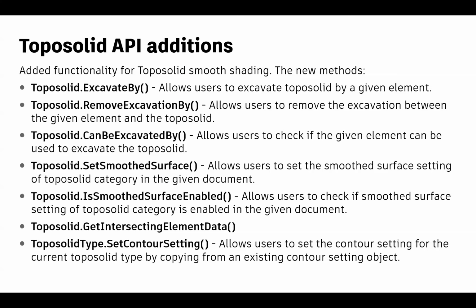There is a lot of new functionality and API for Toposolid. We added functionality for Toposolid smooth shading. There are new methods: ExcavatedBy, RemoveExcavationBy, CanBeExcavatedBy, SetSmoothSurface, IsSmoothSurfaceEnabled, GetIntersectingElementData, and SetContourCenter.